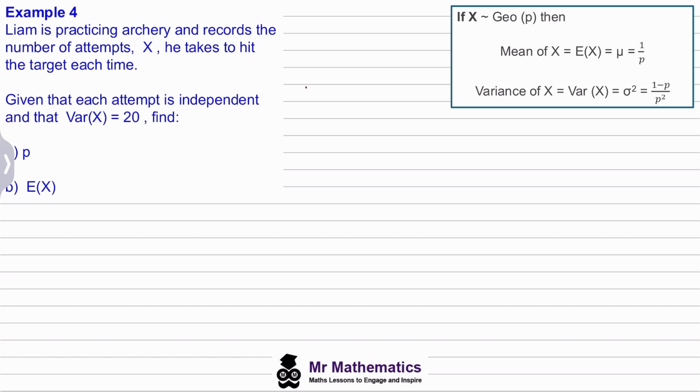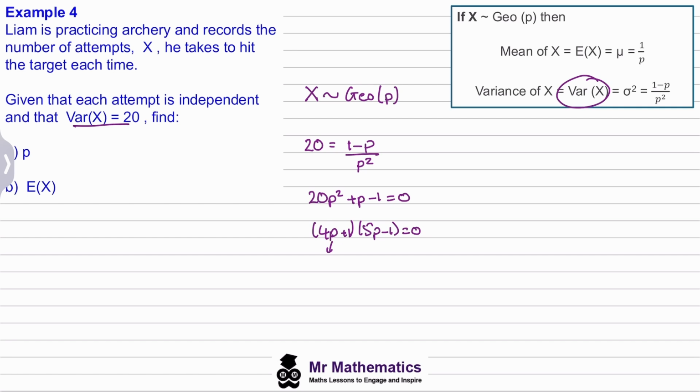So we'll set our model that X is distributed geometrically with probability of success P, and then to find P, we can use the variance. We'll substitute that into here. So 20 will equal (1 minus P) over P squared. So we get 20P squared. We'll move a 1 and a negative P, so plus P minus 1 will equal 0. We can factorize this and we get (4P plus 1)(5P minus 1).